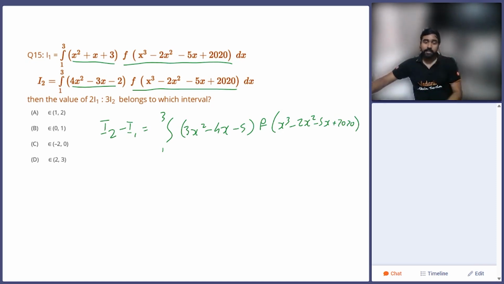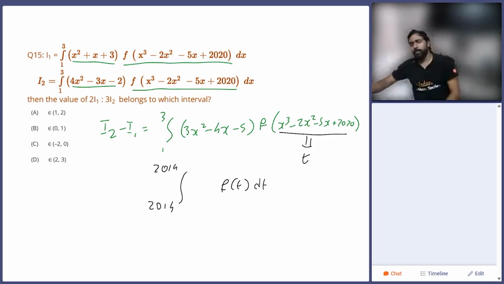Again, now if you put this x cube minus 2x square minus 5x plus 2020 as t, what will my limit become? 1 minus 2, that's minus 1, and minus 5, that's minus 6, so 2014. And if you put in 3 over there, that's 27 minus 18, that's 9, and minus 15, that's again minus 6, so 2014. Oh, beautiful things happening. 2014 into t of f of t. T also, sorry, t will not be there. 3x square minus 4x minus 5 will get combined with your dx over here.